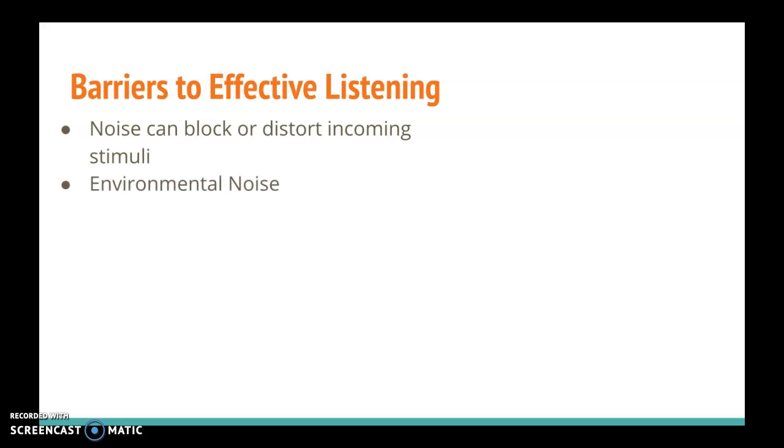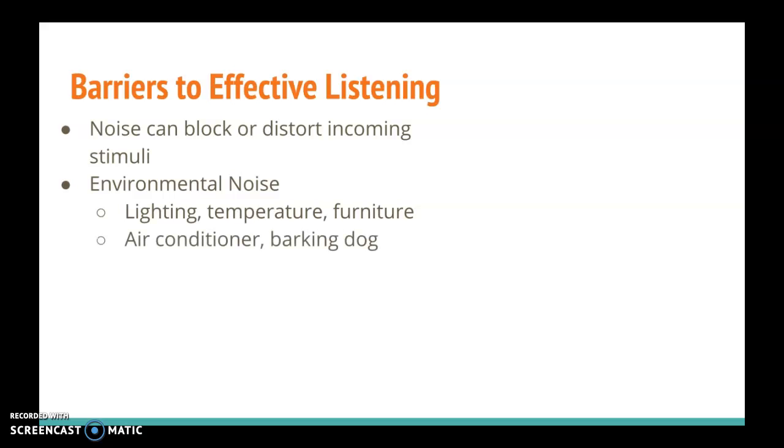The first of these is environmental noise. Environmental factors such as lighting, temperature, and even the furniture in a room can affect our ability to listen. For example, a room that is too dark might make us sleepy, and a room that is too hot might cause us distraction as we attempt to cool our bodies. Even things like the whirring of an air conditioner, or the barking of a dog, or the beeping of a fire detector overhead might cause us environmental noise that can distract us from listening to the message.